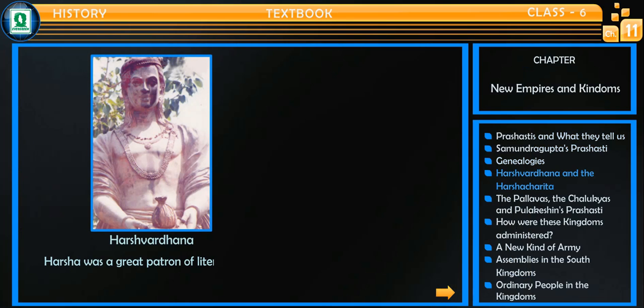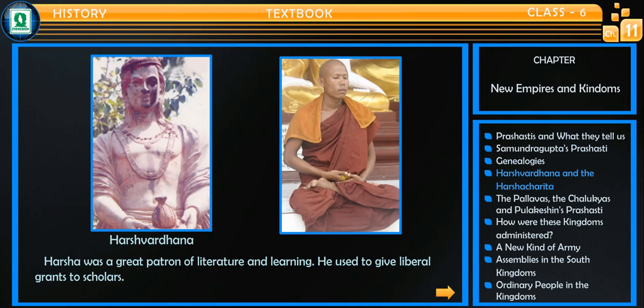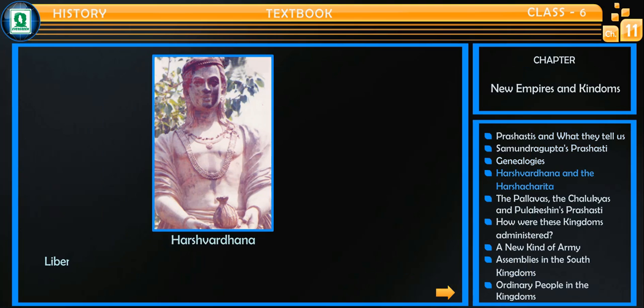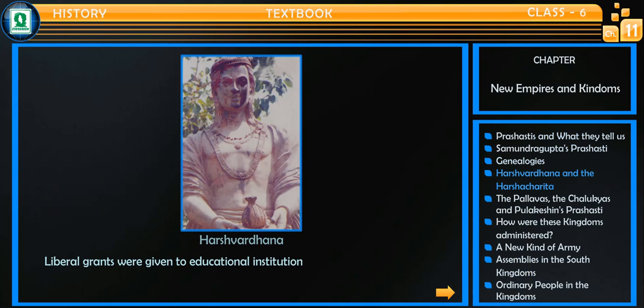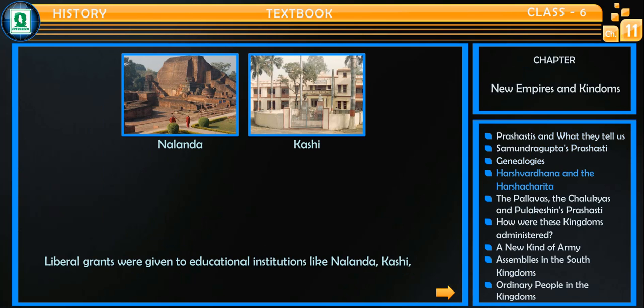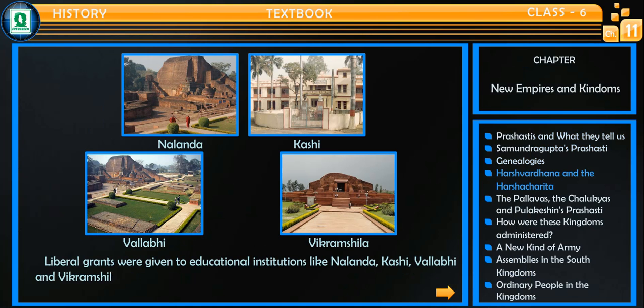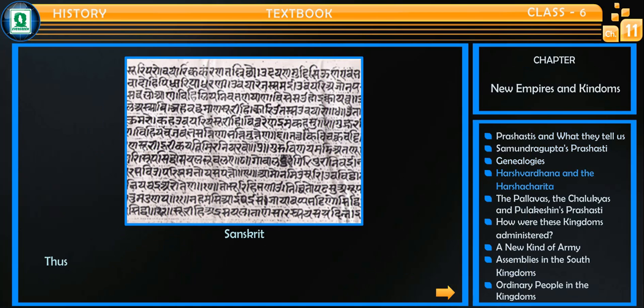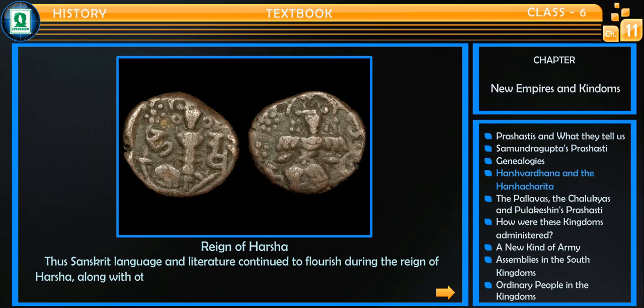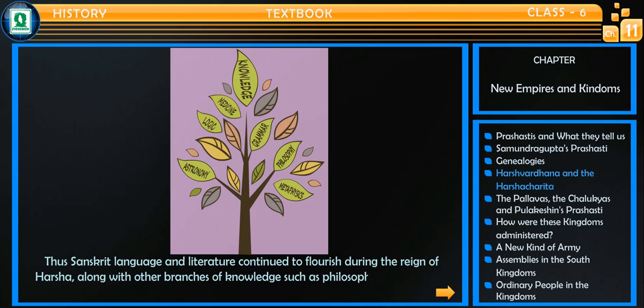Harsha was a great patron of literature and learning. He used to give liberal grants to scholars. For this purpose, he had reserved 1/4 of the state income. Liberal grants were given to educational institutions like Nalanda, Kashi, Vallabhi, and Vikramashila universities. Thus, Sanskrit language and literature continued to flourish during the reign of Harsha, along with other branches of knowledge such as philosophy, medicine, astronomy, metaphysics, grammar, logic, etc.